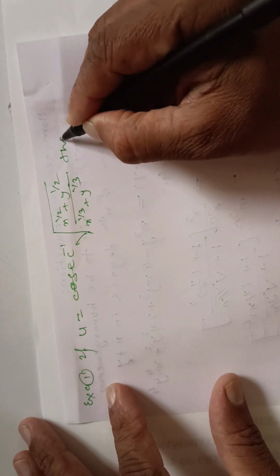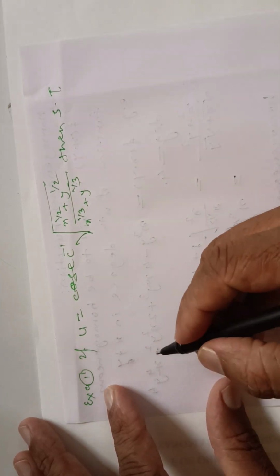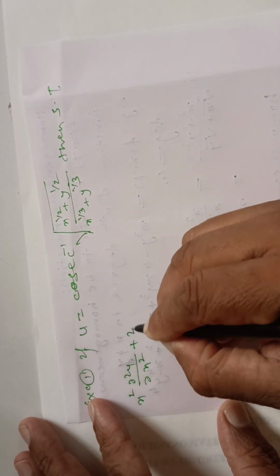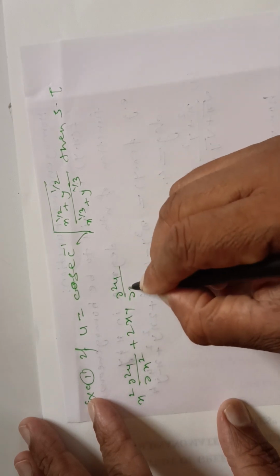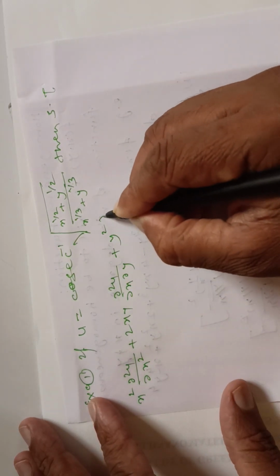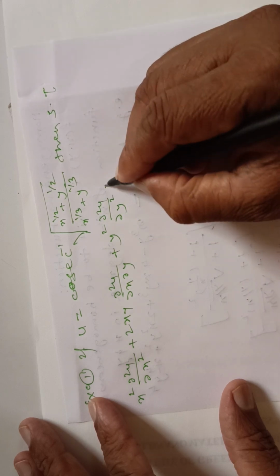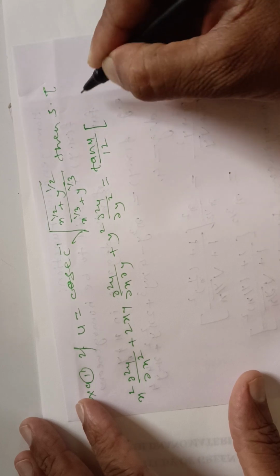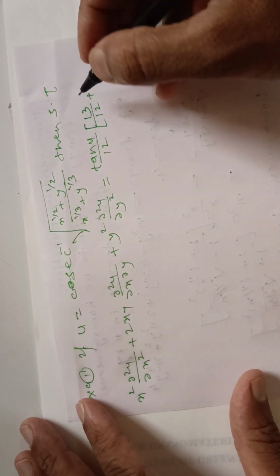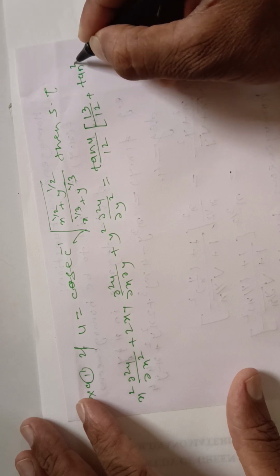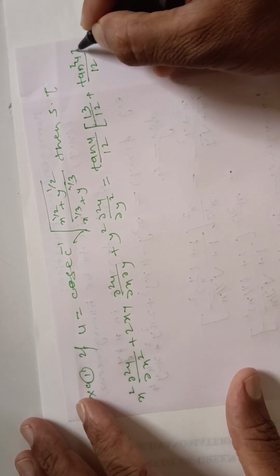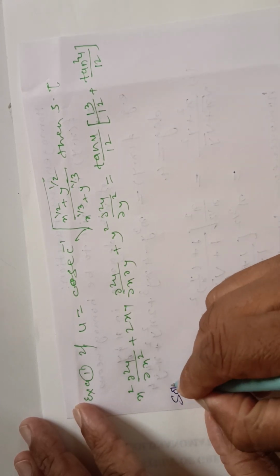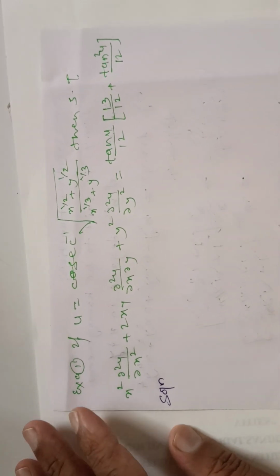Then show that the value of this expression, y square equals tan of u divided by 12 in bracket 13 by 12 plus tan square u upon 12. So you can solve this example by using the concept of homogeneous function and Euler's theorem.